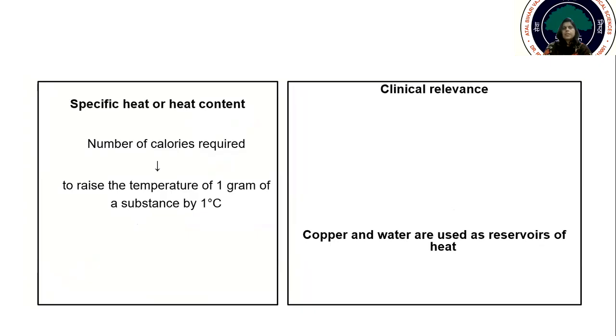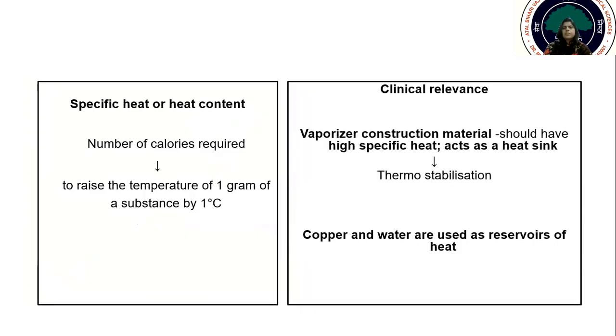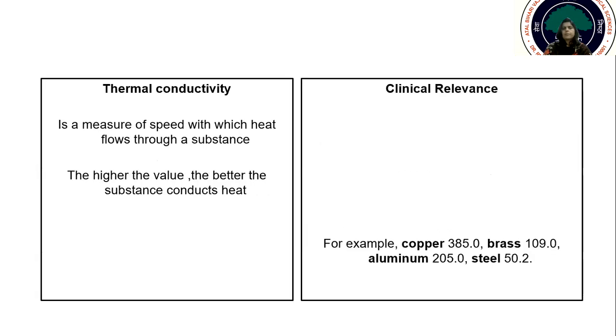Now, what is specific heat? Number of calories required to raise the temperature of 1 gram of a substance by 1 degree centigrade. The clinical relevance is that the vaporizer construction material should have high specific heat so that it acts as a heat sink and provides thermostabilization. That is why copper and water are used as a reservoir of heat.